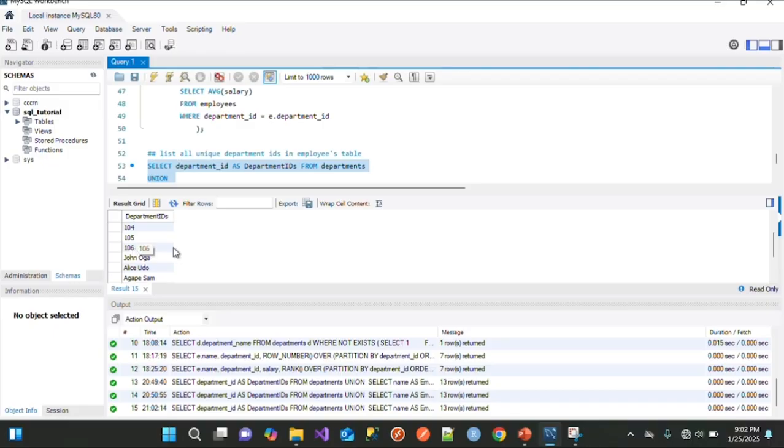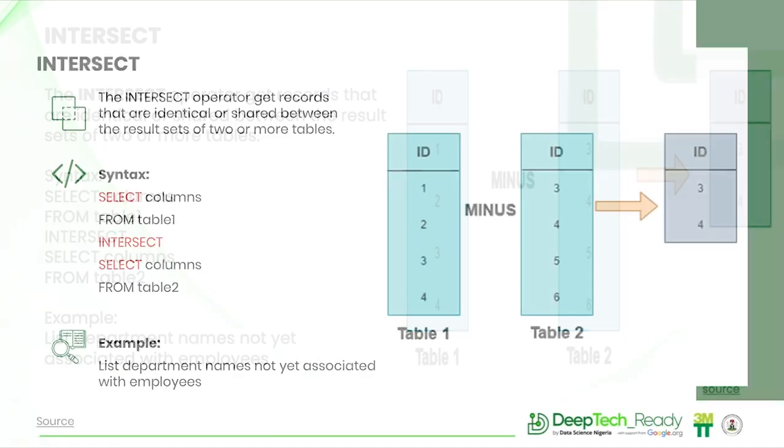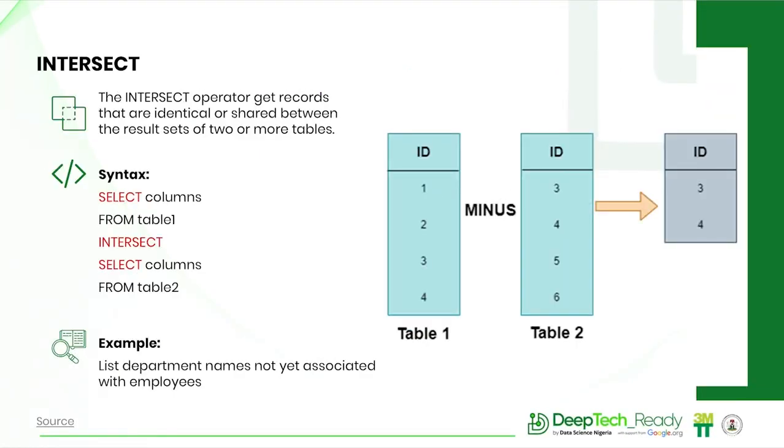So you can see how we use the union table to do that. This will now take us to look at the next operator that we'll be looking at, which is the intersect. The intersect operator gets records that are identical or shared between the result sets of two or more tables.